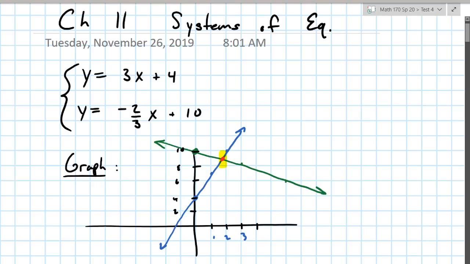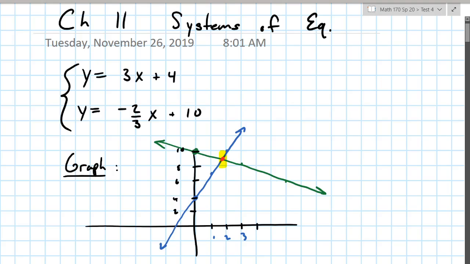We're going to finish up this semester with Chapter 11, some systems of equations problems. Here we have a system of equations. It's denoted by a one-sided squiggly bracket. And we have two equations. These are linear equations, y equals 3x plus 4 and y equals negative 2/3 x plus 10.